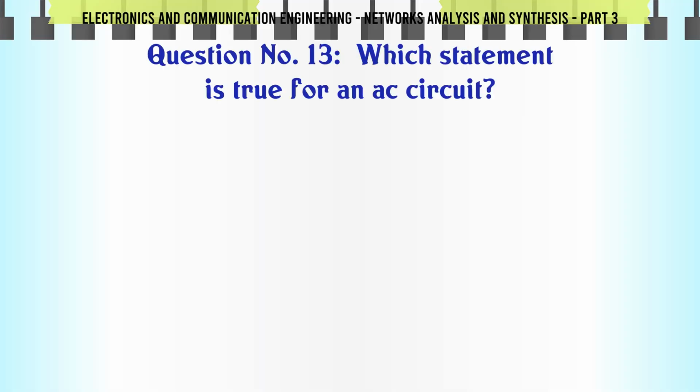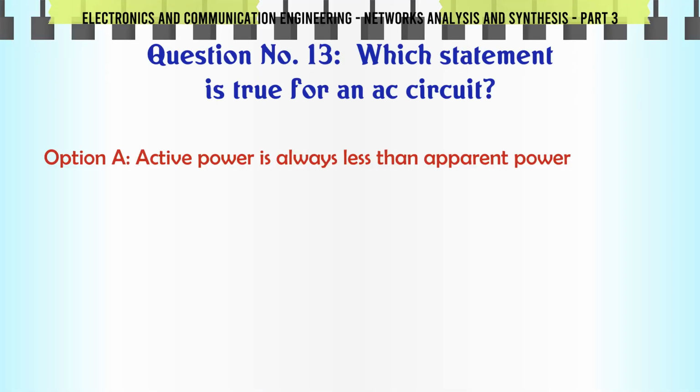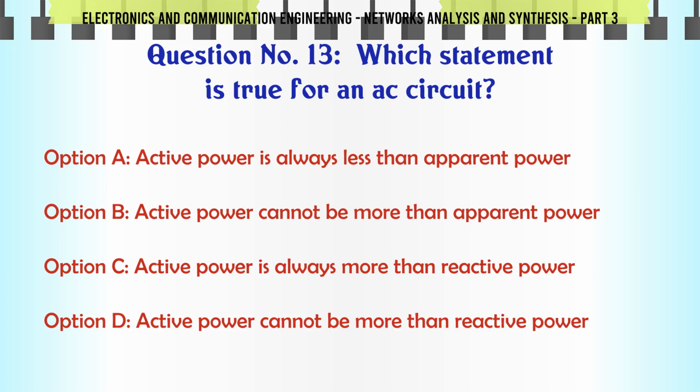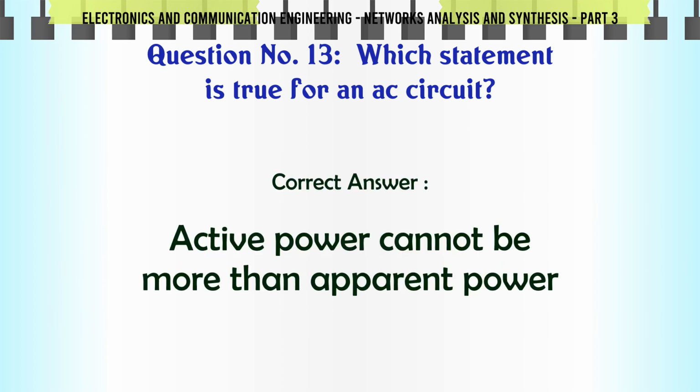Which statement is true for an AC circuit? A. Active power is always less than apparent power. B. Active power cannot be more than apparent power. C. Active power is always more than reactive power. D. Active power cannot be more than reactive power. The correct answer is active power cannot be more than apparent power.